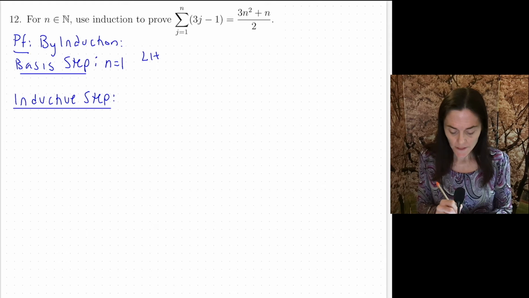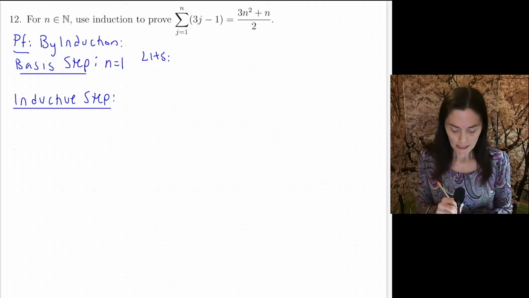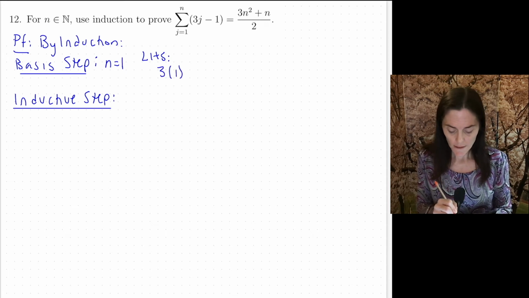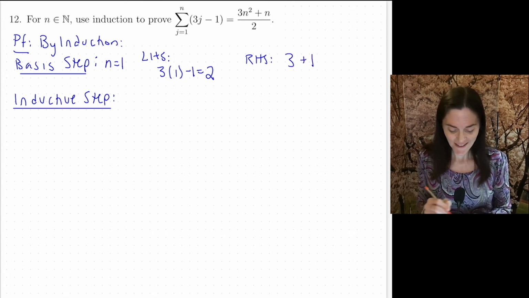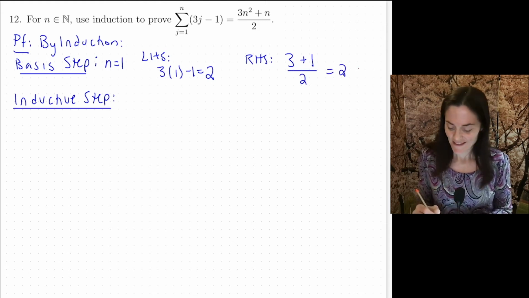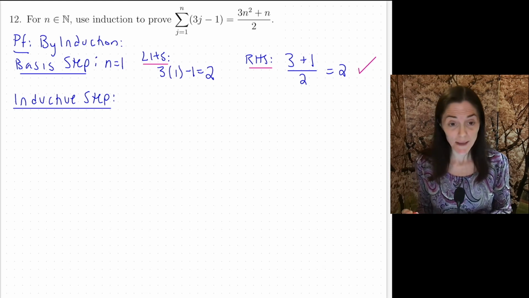And here, the left-hand side, there's only one term in the sum. It is 3 times 1 minus 1, which is 3 minus 1, which is 2. Now, the right-hand side, when n equals 1, we get 3 times 1 plus 1 divided by 2. This is 4 over 2, which is also 2. Okay, so the left-hand side and the right-hand side are both 2. We have completed the basis step.